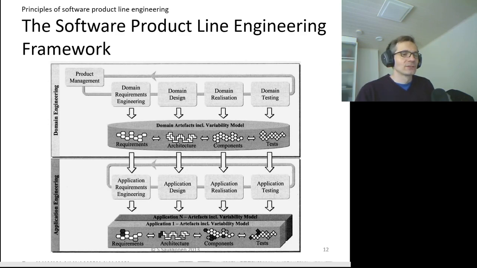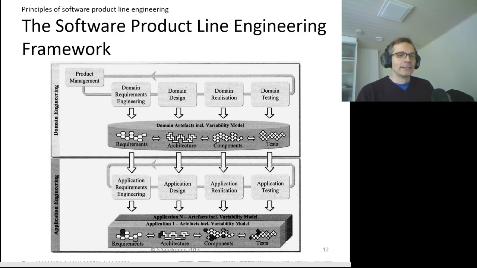In Paul Clement's lecture there was a different approach, but this is another possibility of how to do it. So here the idea is that you have domain engineering and application engineering. And in both of these boxes you have what we call the typical software engineering or software development steps. We have requirements engineering, we have design, we have realization, in other words programming, and then we have testing.